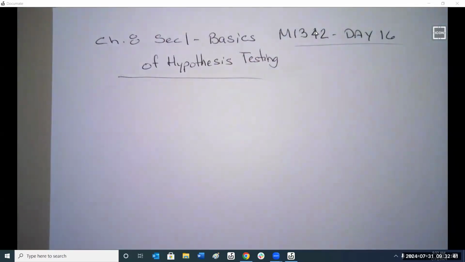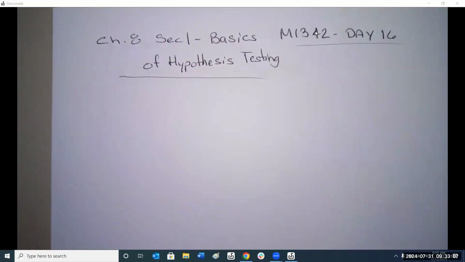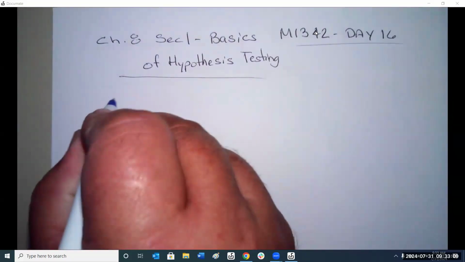Good morning, everybody. Today, we're going to start the last chapter we're going to cover for this course, chapter 8. It's got 3 sections, and what it deals with is the entire concept of hypothesis testing, which is the whole purpose for really studying statistics, is to test a hypothesis or an idea that you may have based on your observations. All right, so let's define hypothesis.